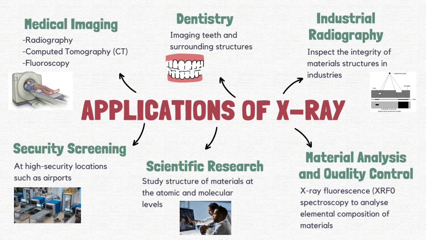They are also involved in material analysis and quality control. X-ray fluorescence (XRF) spectroscopy is used to analyze the elemental composition of materials. This is valuable in fields such as archaeology, geology, and quality control in manufacturing.